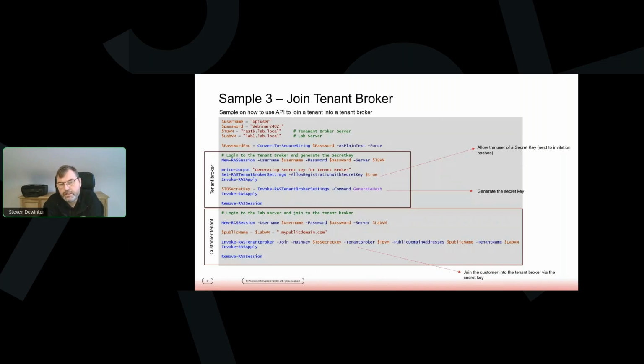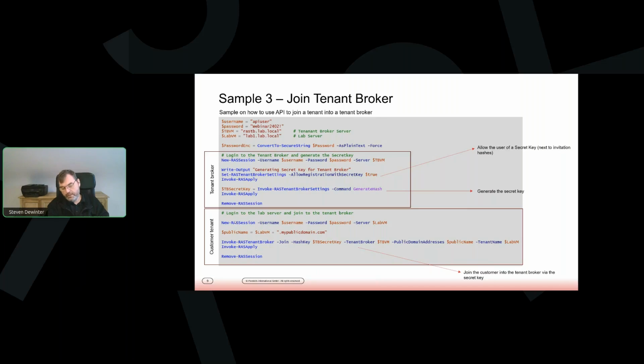We have customers that have a few hundred, even more than 1,000, customer environments that they make available in a multi-tenant environment behind the tenant broker, and they want to automate that. Of course, they don't want to do it manually. They not only want to deploy that tenant fully automatically and do all the installation, but they also want to join that tenant into the tenant broker. And this is basically the code that you're seeing here.